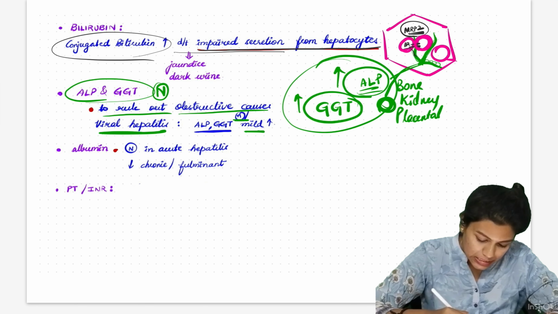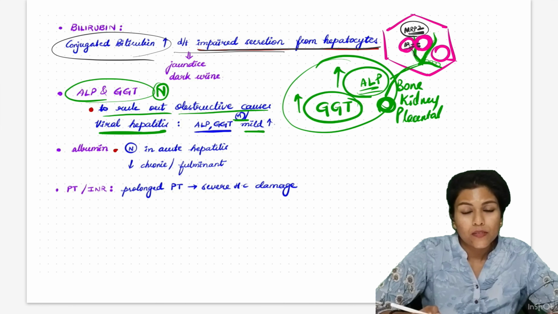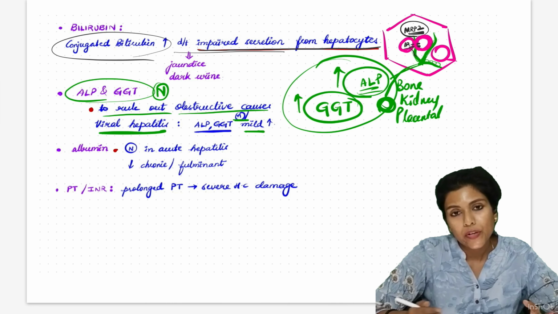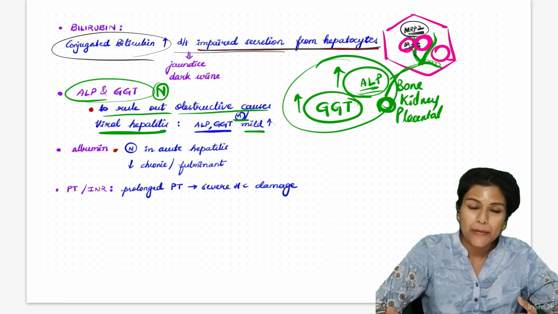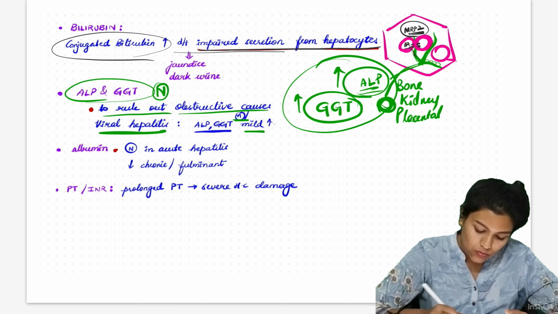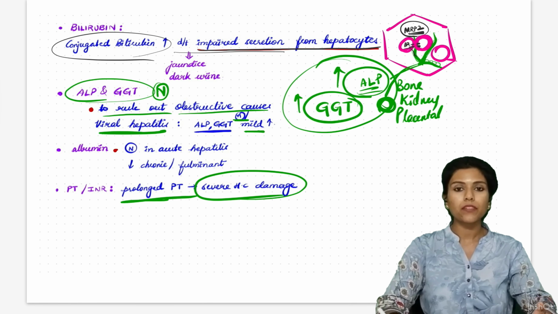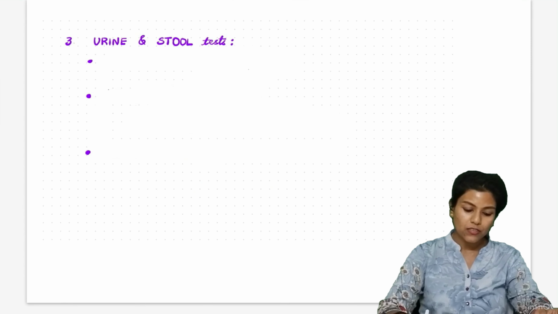And coming to PT-INR, even the clotting factors in early stages are normal, but as it progresses to chronicity or there is heavy hepatocyte damage or it is going to fulminant failure, then clotting factor synthesis doesn't happen. It will lead to prolonged PT, and prothrombin time and INR will rise. So prolonged PT is suggestive of severe hepatocellular damage. So this is about the lab investigations.